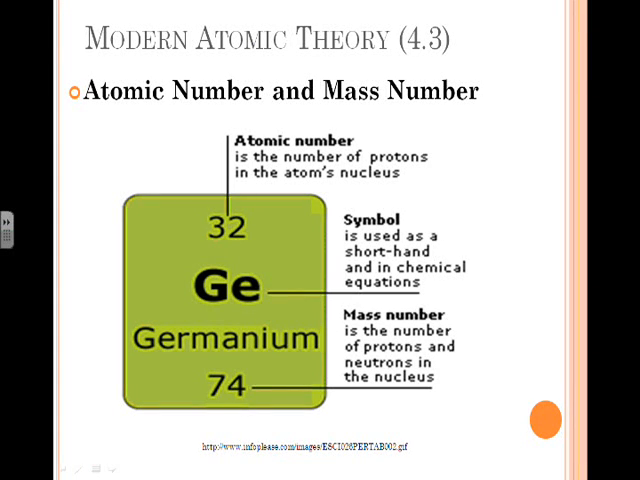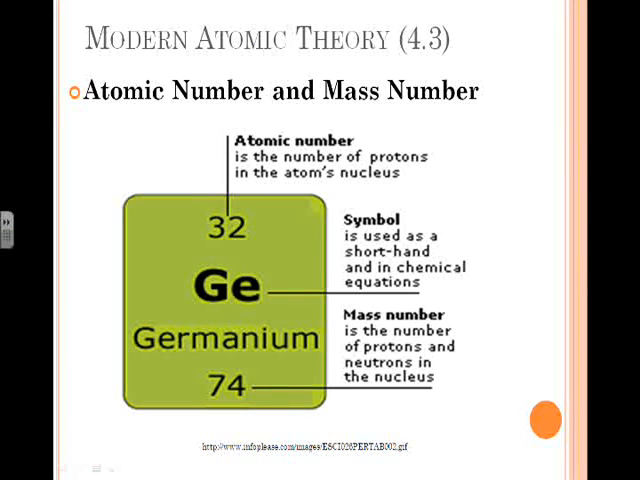Now let's look at the mass number. The mass number is below the element symbol, and it's 74. This is the number of protons and neutrons added together. So how do we find out what neutrons are? And you're going to learn this in your notes in just a second.